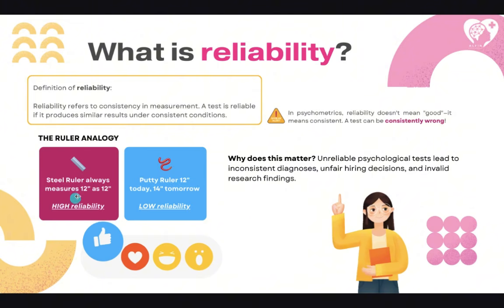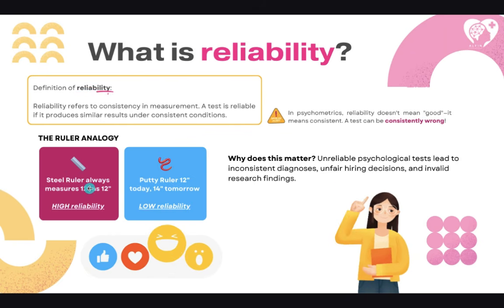Okay? So example, nag-measure kag shoes gamit ani na ruler. 5 inches imong nakuha ron. Ugma 5 inches na pud. The next day 5 inches gihapon. So mana siya every time the same thing, the same number ang makuha. Meaning ana high iyang reliability.